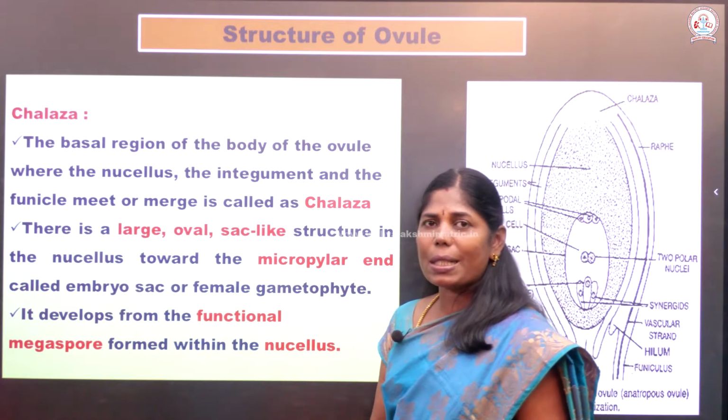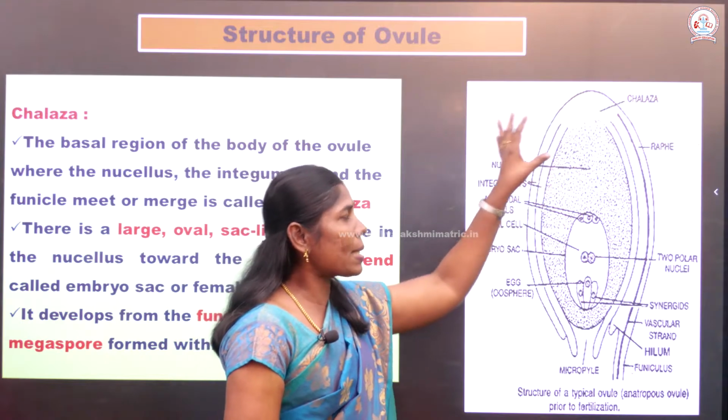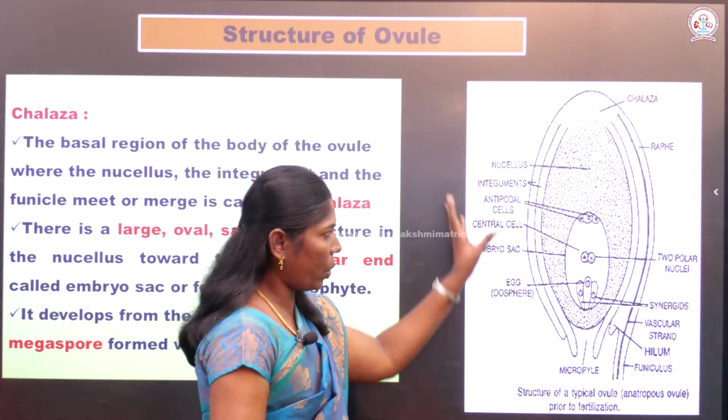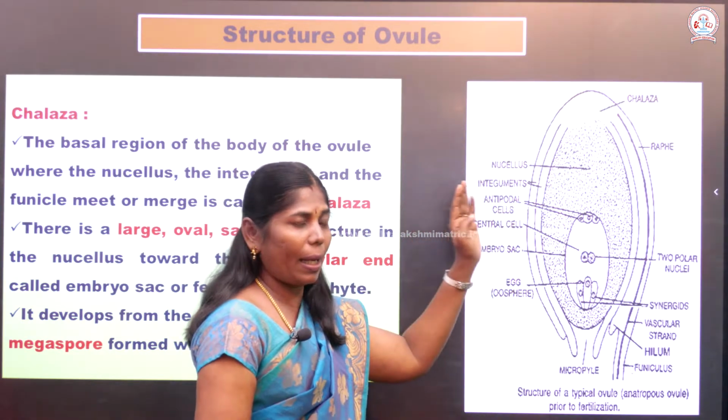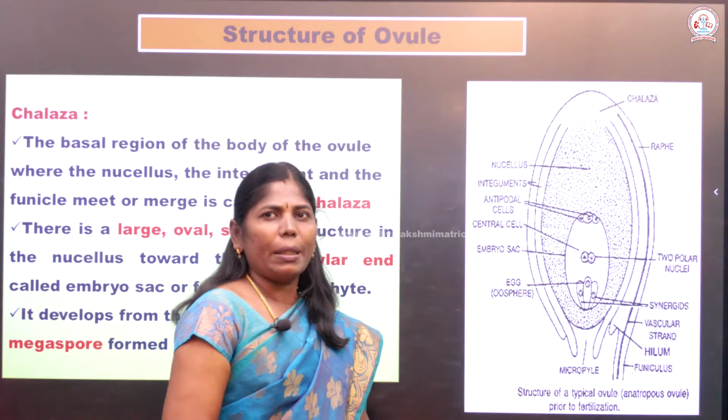And next we are going to see the chalazal region. So where is the chalaza? Chalaza is the basal part of the ovule. Since it is an inverted ovule, the chalaza is at the top, otherwise, where would it be? In the basal region. This basal part of the ovule is called the chalaza.